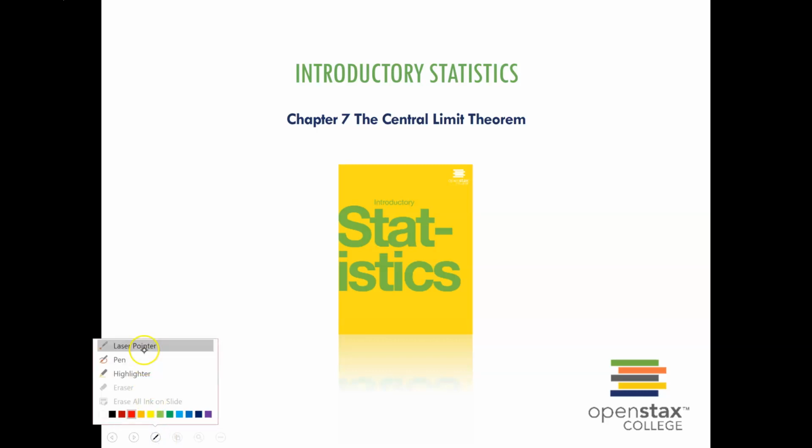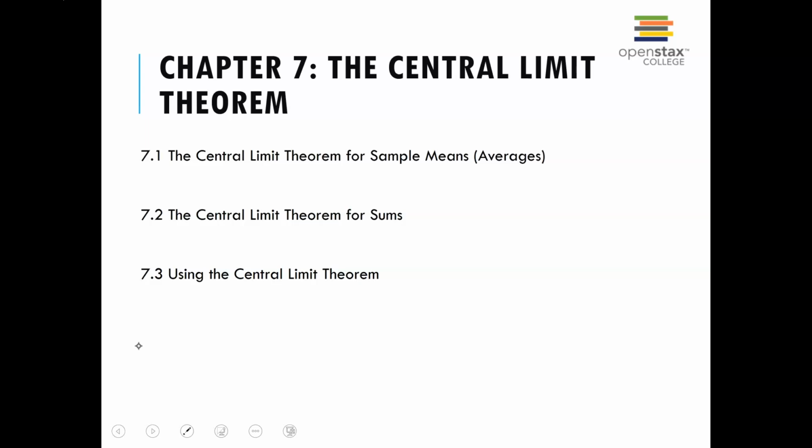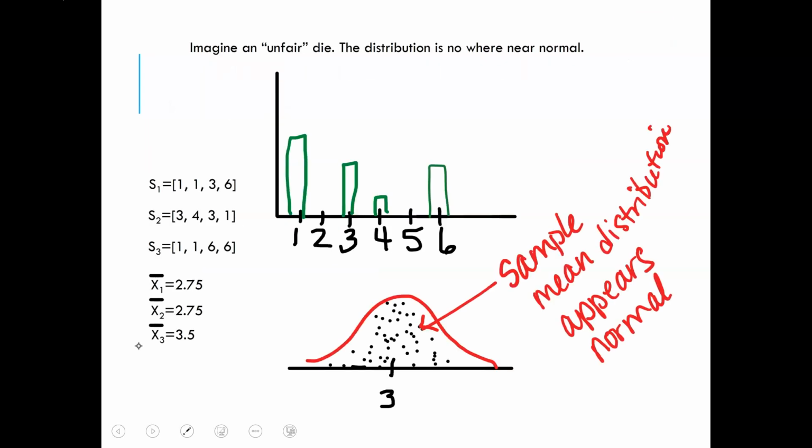Right, we want to look at Chapter 7. This is the central limit theorem. And Section 7.1 is the central limit theorem for sample means or averages.